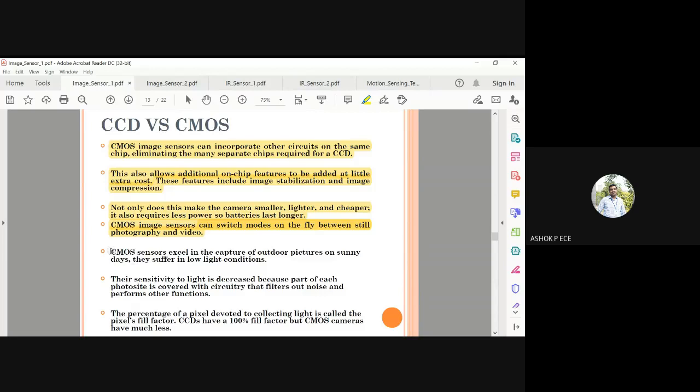CMOS sensors excel in the capture of outdoor pictures on sunny days. They suffer in low light conditions. So when you capture outdoor pictures on a sunny day, they appear brighter. In low light conditions, sometimes the clarity becomes poorer.